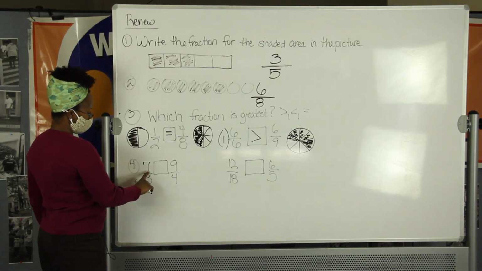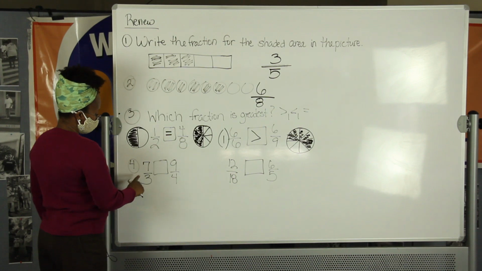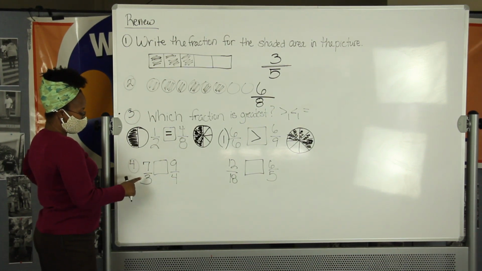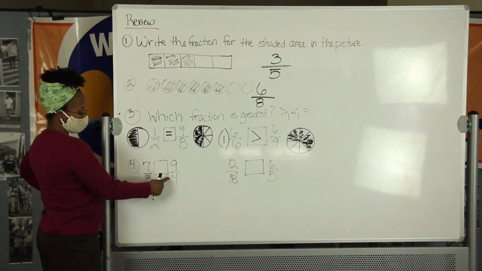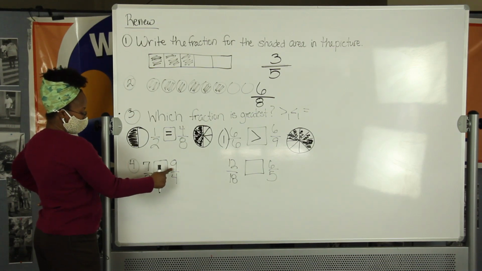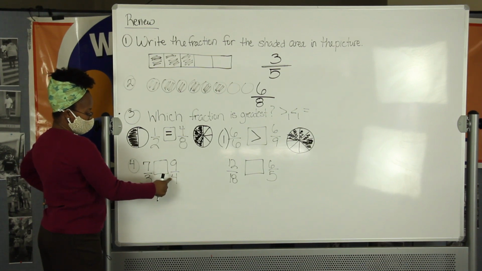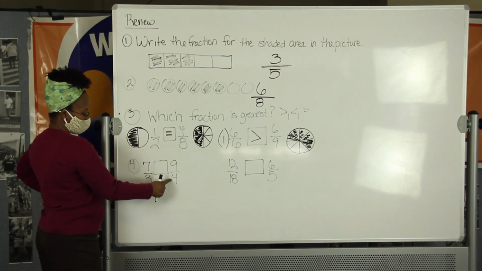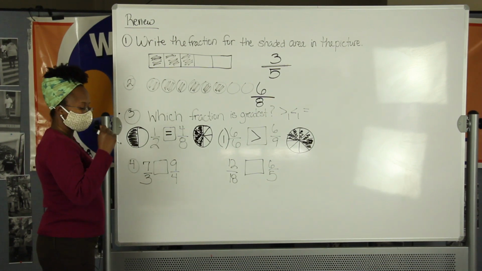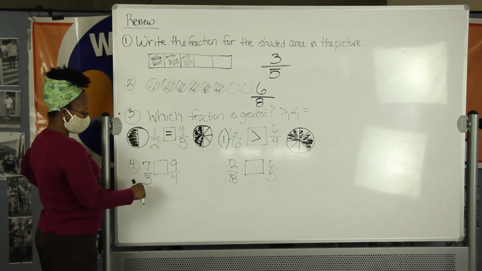Let's move on to the next one. 7/3. So in this case, this number is going to be greater than 1. Let's compare it to the other number. This number is the same way. The denominator is smaller than the numerator. So that doesn't give us a clue. So we have to try something else.